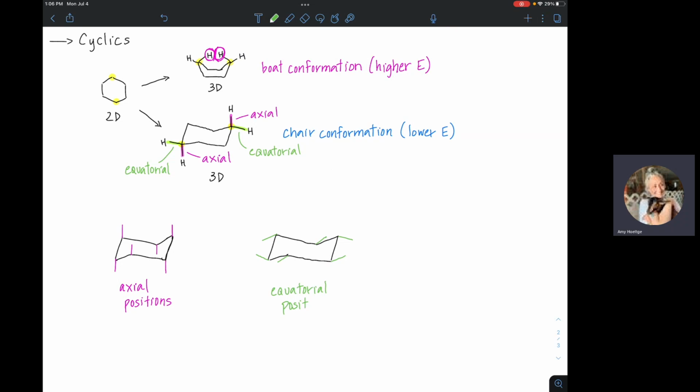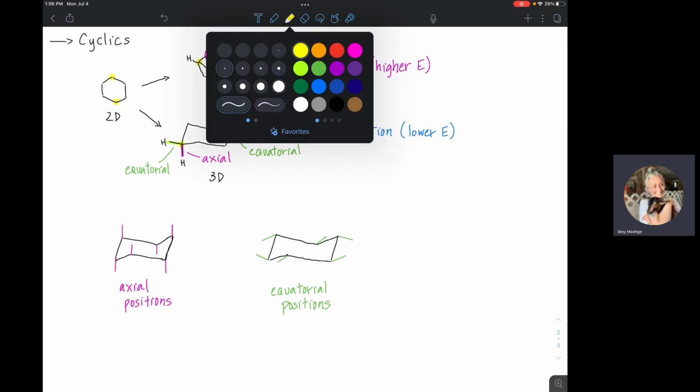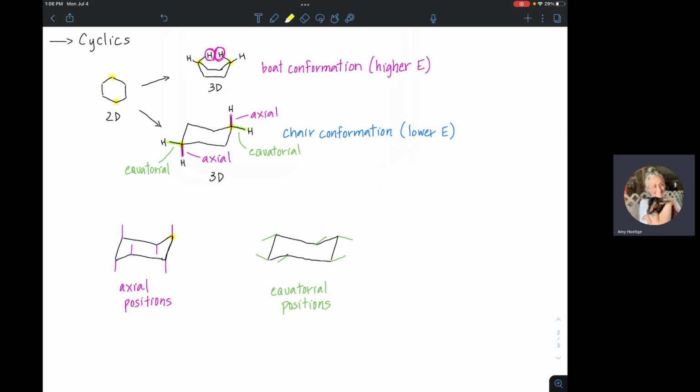This is a good time to mention that equatorial and axial do not necessarily stand for up and down, because notice how they're all different versions of up and down, right? In this particular molecule, I am axial at that position, but up. But this carbon, I have something axial that I've drawn in, and it's down. So again, we'll bring in our dashes and wedges to actually show the different types of isomerization.